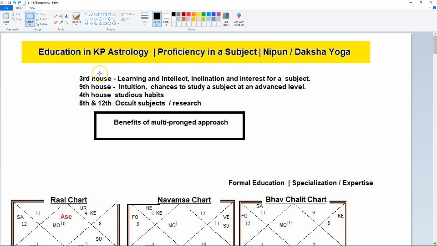Hello friends, welcome. We are going to discuss the prospects of education, proficiency in a subject, Nipun or Daksha Yog in a horoscope using Krishnamurti Paddhati or the KP Astrology.